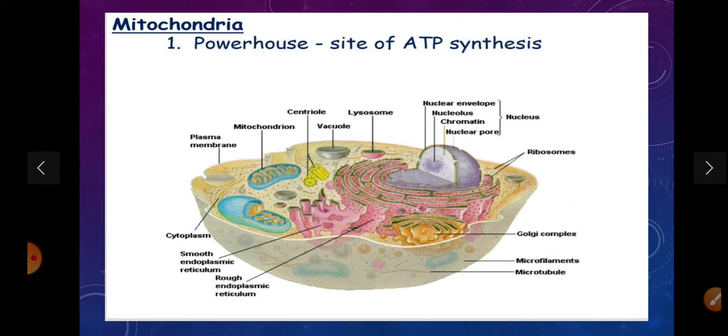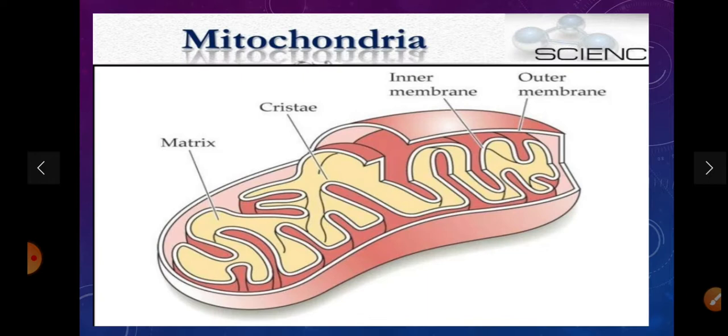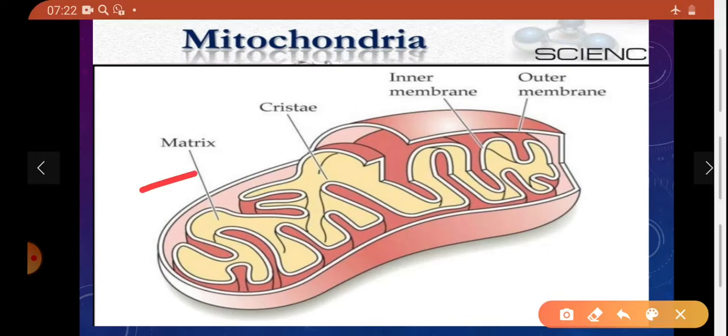The powerhouse is the site of ATP synthesis. In the mitochondria diagram that we can see, there is the matrix, cisternae, inner membrane, and outer membrane of mitochondria.